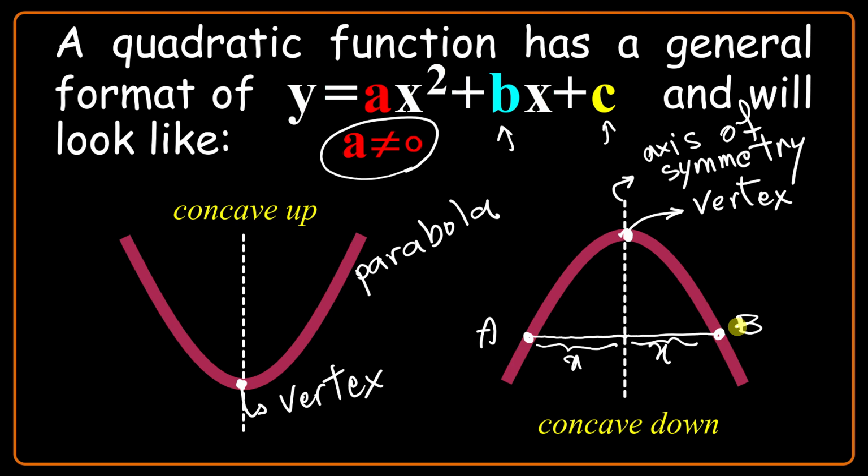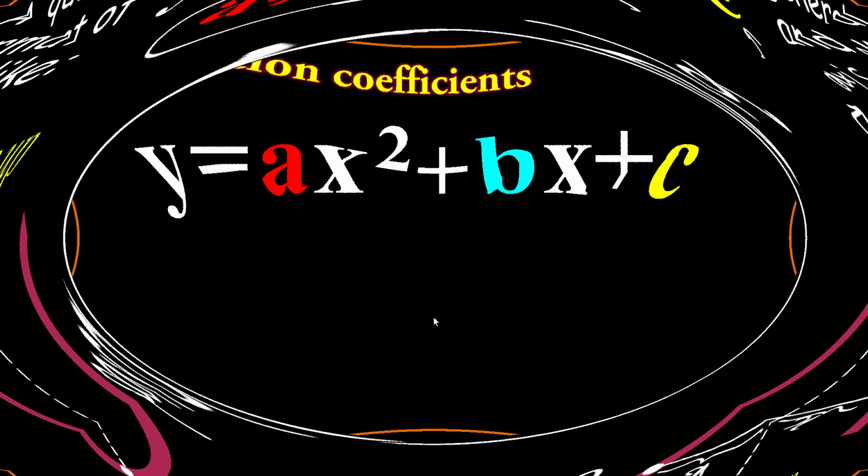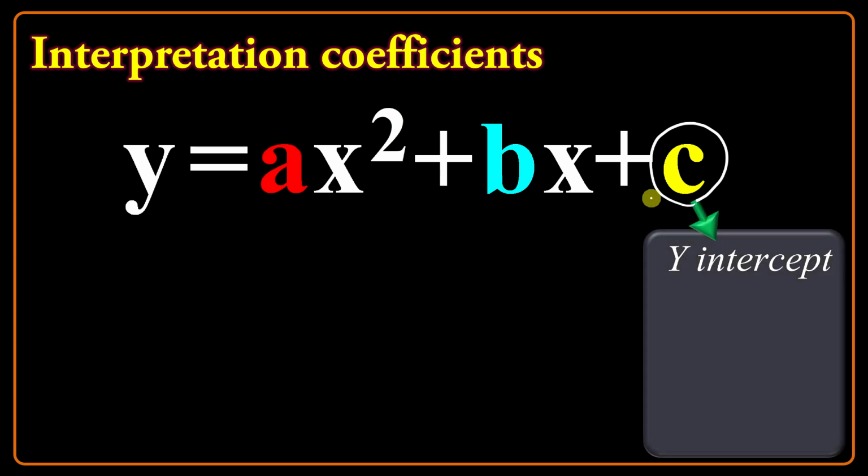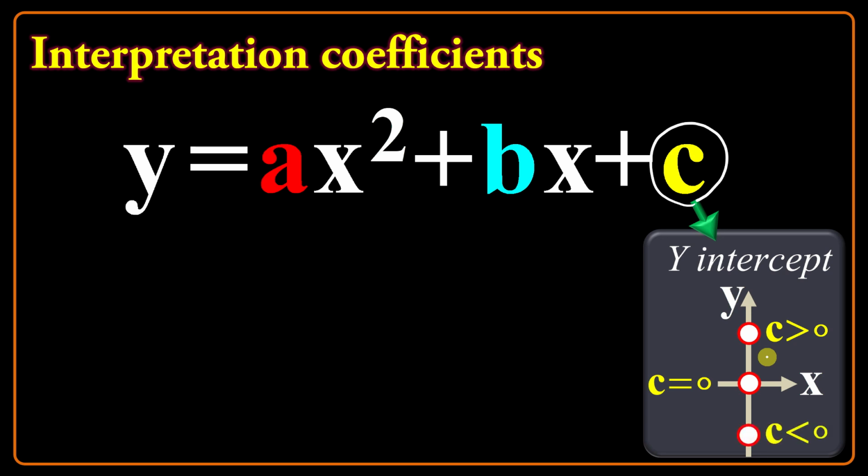Okay, let's learn about coefficients. To interpret the coefficients, I will start from c, the constant term. C indicates the y-intercept. When the parabola crosses the y-axis, it may cross it at a positive value, so c is positive. It may cross it exactly at the origin, so c will be 0, or it may cross the vertical axis at negative values of y, so c must be negative.